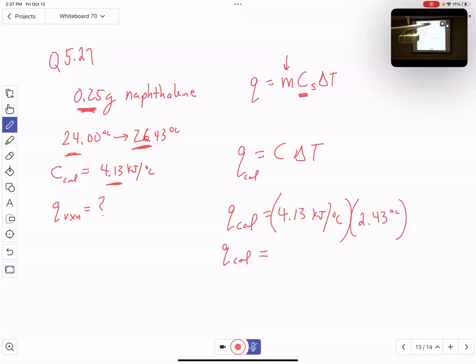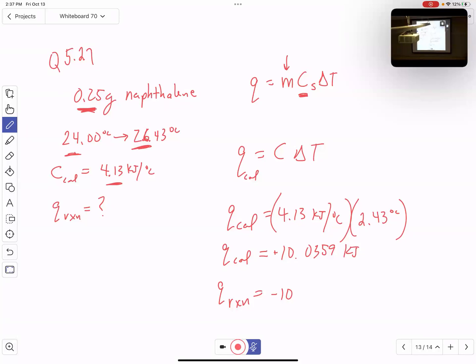4.13 times 2.43, and I get something like 10.0359 kilojoules. That's for the calorimeter. So what does that make our heat of the reaction? What does that make Q for the reaction need to be? Yeah, Quina? Yeah, because the calorimeter absorbed 10 kilojoules of energy, the reaction lost 10 kilojoules of energy.